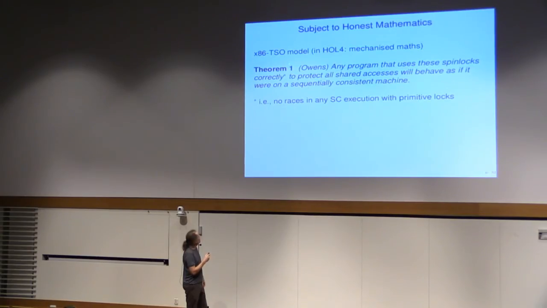So that was a hand-waving argument, but you can make this precise. We have a mathematical model, in fact in a couple of forms, which are proved equivalent in an automated reasoning tool, the HOL4 interactive theorem prover. Scott Owens has proved in that several theorems, but the high-level one is that any program which is correctly using these spin locks, i.e. it has no data races that are not protected by this spin lock in any SC execution, will behave as if it was on a sequentially consistent machine. So that's very comforting.